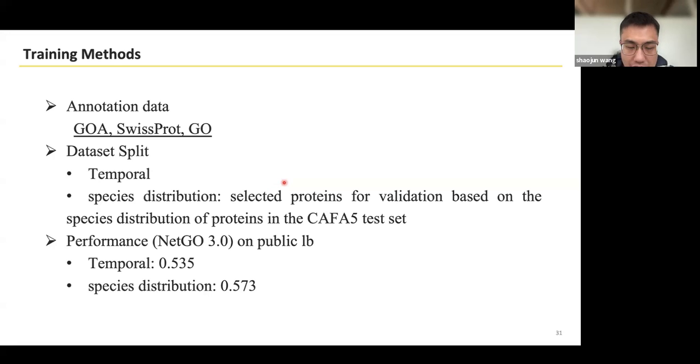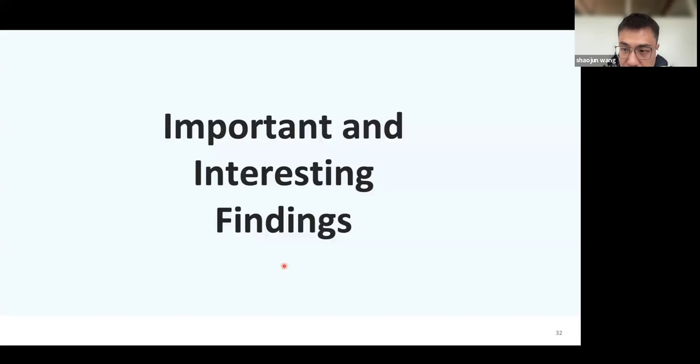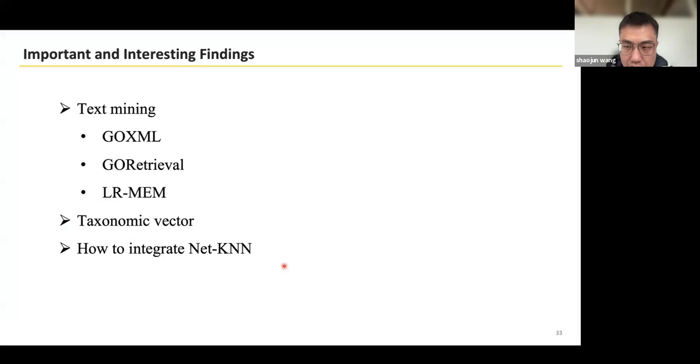We found that the method of applying species distribution can get higher scores on public leaderboards. In the course of the competition, except for taxonomy and taxonomic vector, we also noticed some interesting and important phenomena. How to integrate the protein-protein interaction network into a final model is important.